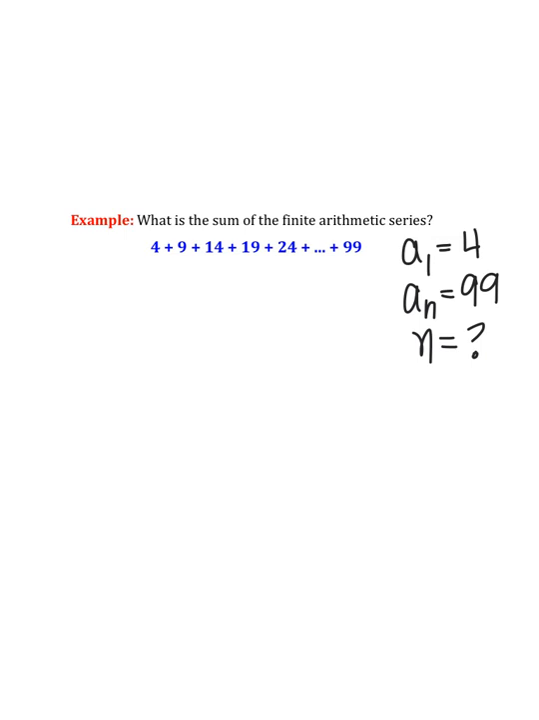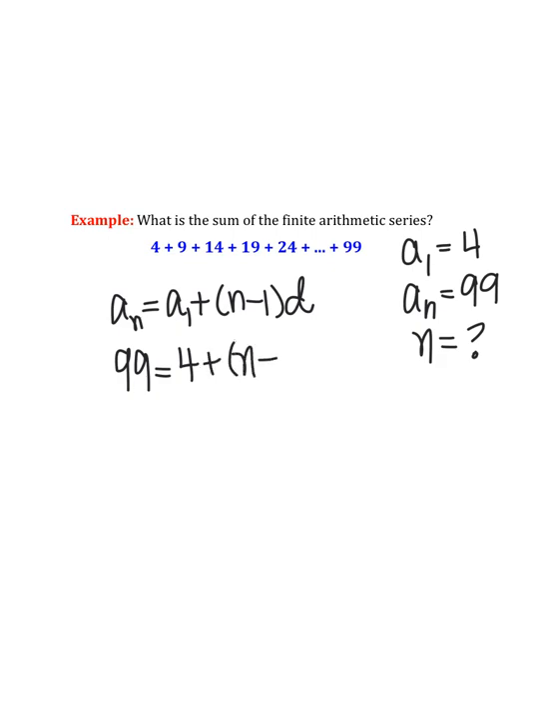We're going to start off by using our explicit formula for arithmetic sequences. So that was this formula. I know that my nth term, my last term, is 99. I know that my first term is 4. I don't know how many terms. That's what I'm solving for.